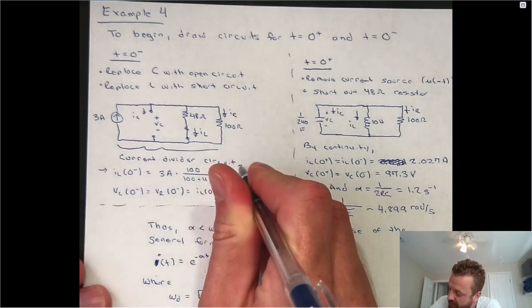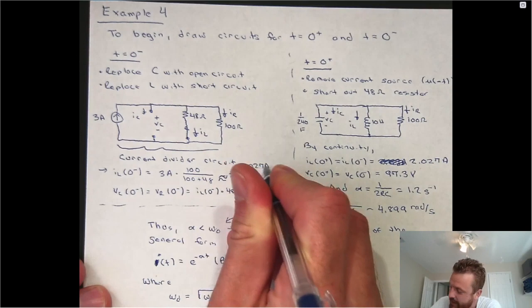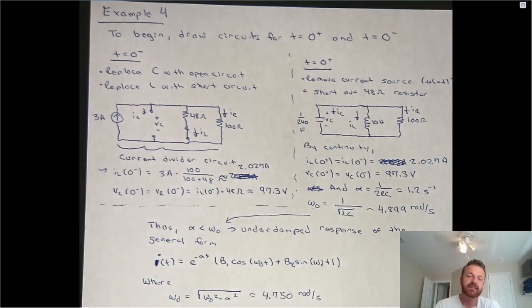2.027. I wrote that wrong originally, and you'll see it carried through the remainder of my calculations, unfortunately. Once you've determined the current through the inductor, note that since VC is just measuring the voltage across all of the parallel branches, that current through the inductor, which is acting like a short, is also the current through the 48 ohm resistor. So we can find the voltage across this branch by taking IL and multiplying by 48, which gives us 97.3 volts.